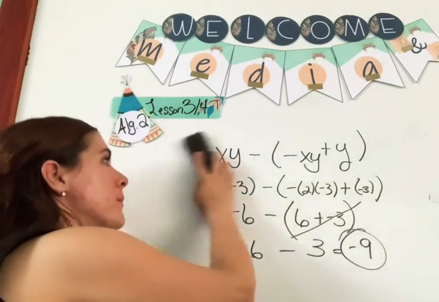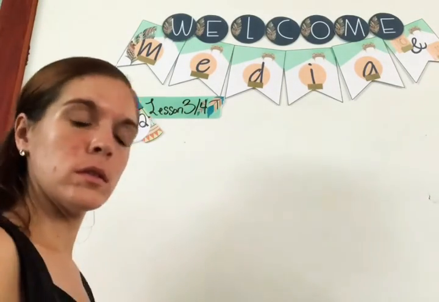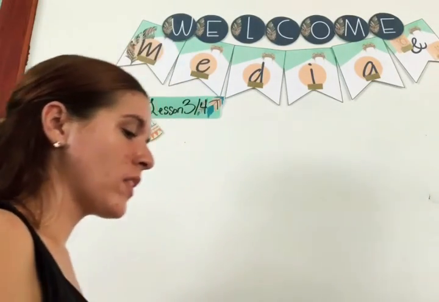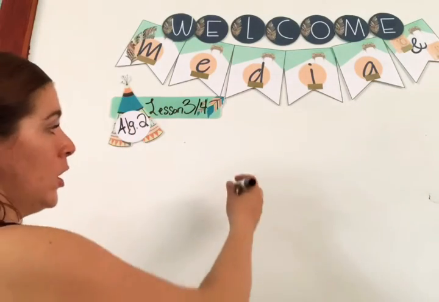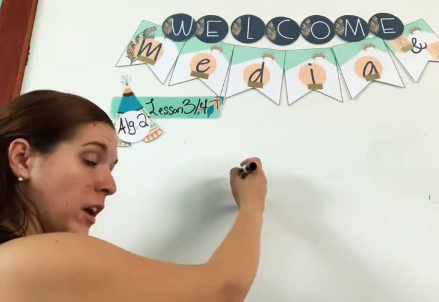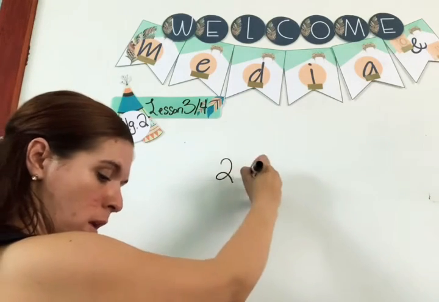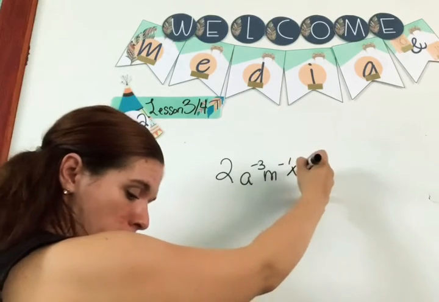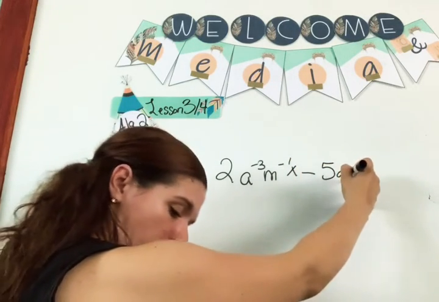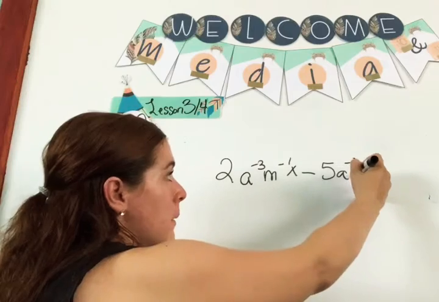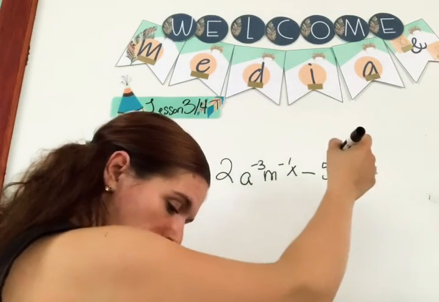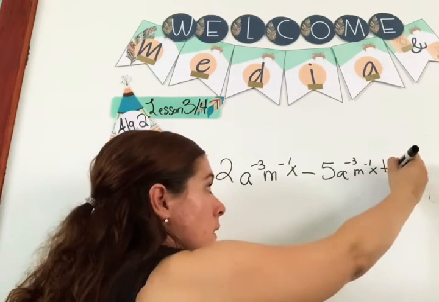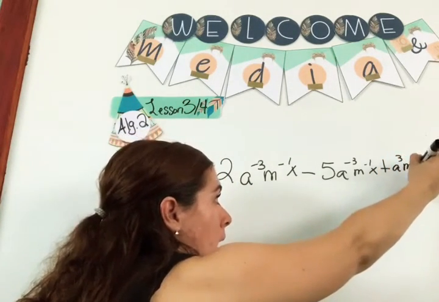Okay, and then the last one, which is always the fun one, right? Look, when you write this in your book, go ahead and just write it with all your variables in the numerator. So here we go. 2a to the -3 m to the -1 x minus 5a to the -3 m to the -1 x plus a to the 3 m to the 1 x to the -1.